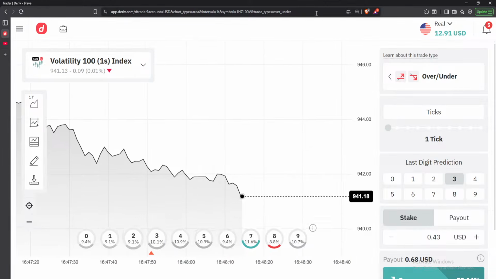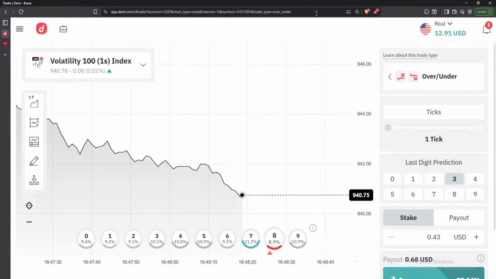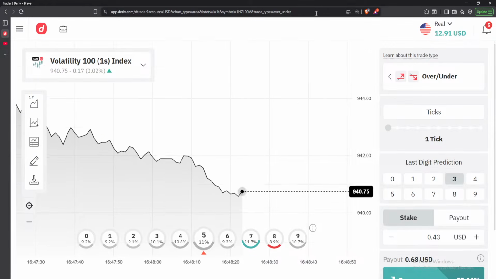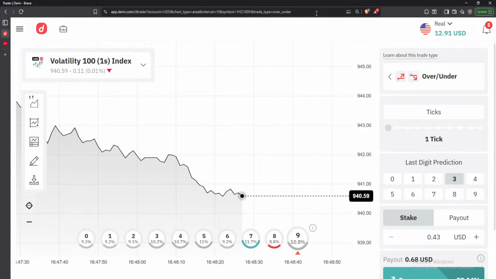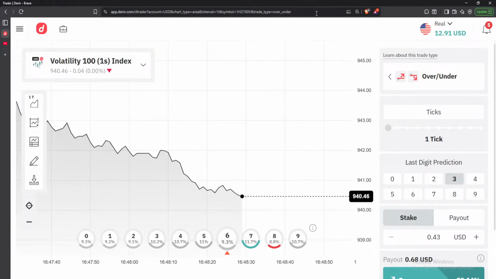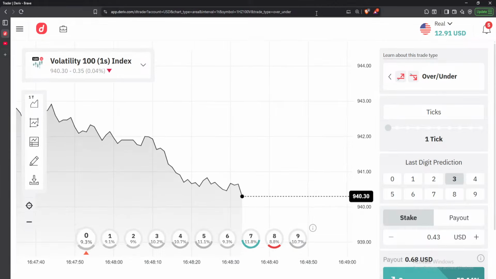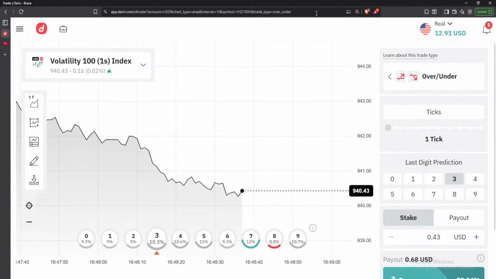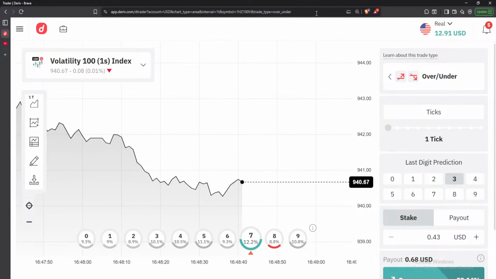So what is the strategy for over 3? What do you look at whenever you're trading over 3? The first thing, ensure 0, ensure 1, ensure 2, ensure 3, all of them are below 10%. Anytime you open the chart and you see 3, 2, 1, and 0 are all below 10%, just know that is a fast tick. You know that is a good sign.